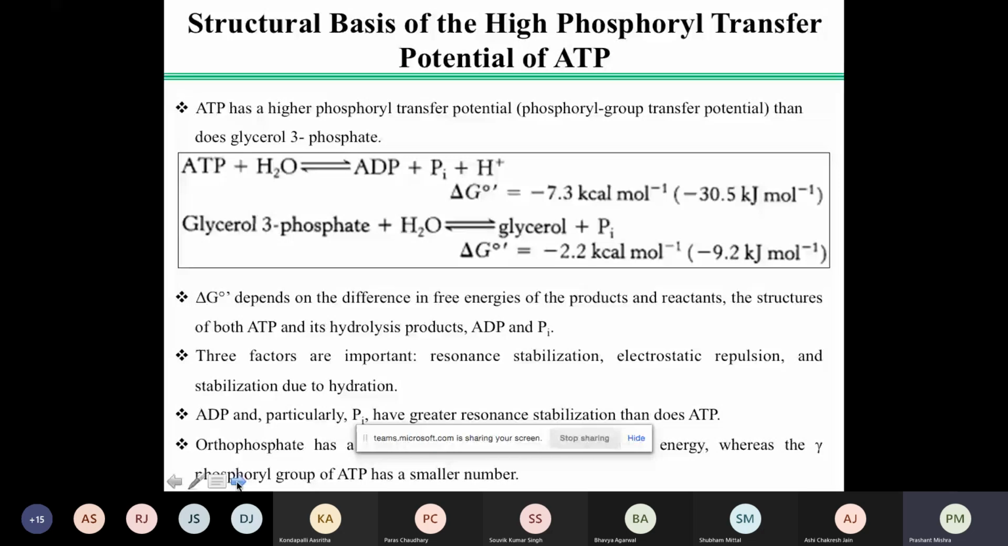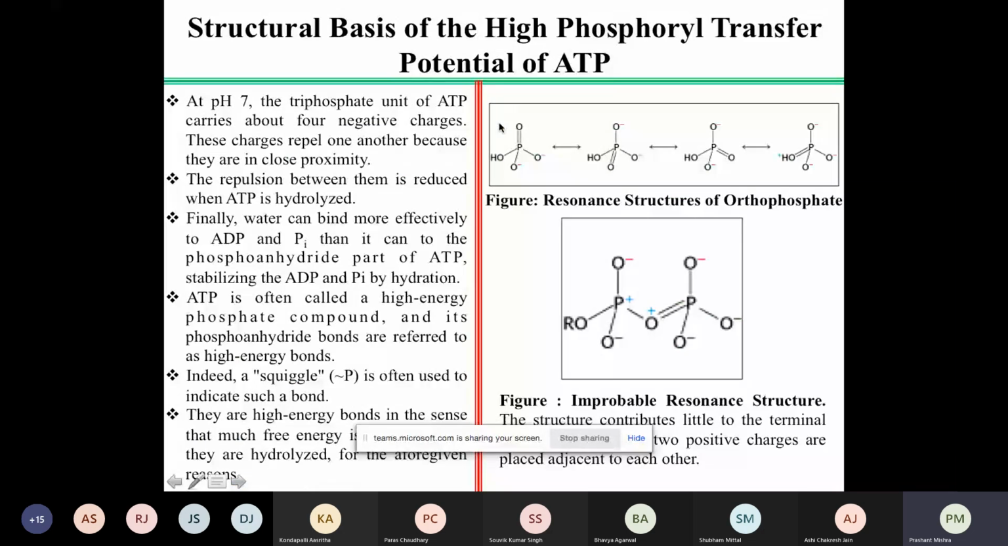This is the one which shows you resonance stabilization. The orthophosphate group can exist in all the four forms, whereas the resonance stabilization of a terminal phosphate group is limited. So at pH 7, the triphosphate unit of ATP carries about 4 negative charges. These charges repel each other because of their close proximity. So it is electrostatic repulsion which is happening.